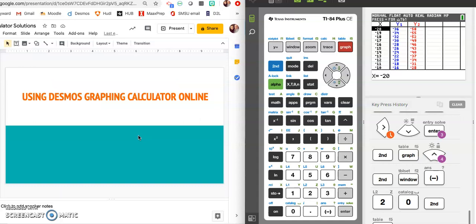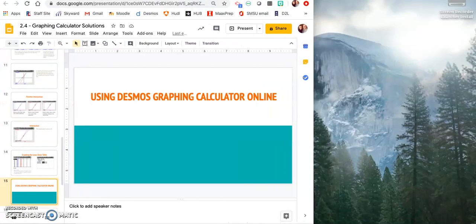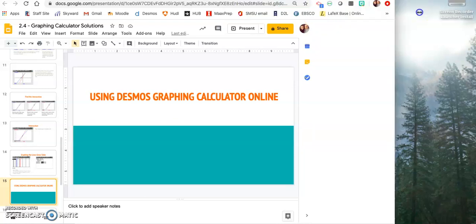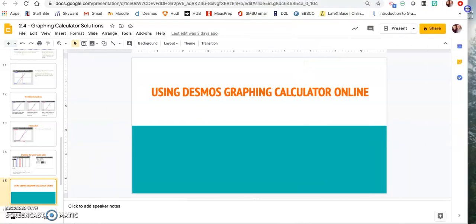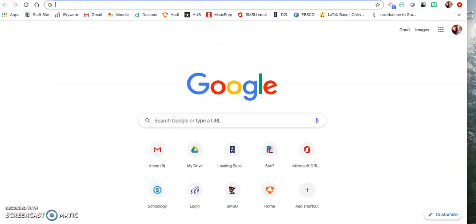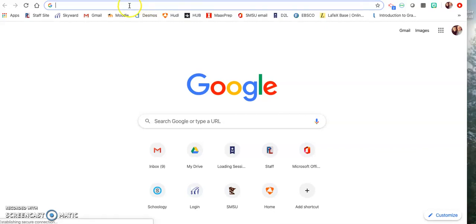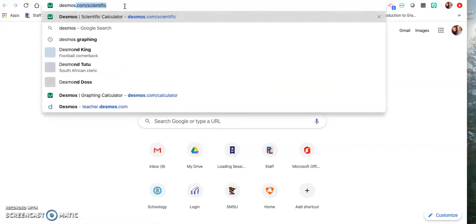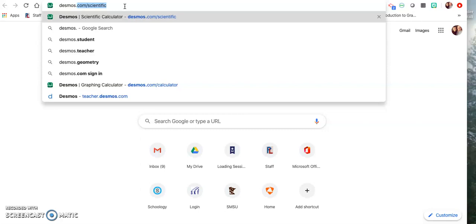And so now that's how you kind of use your graphing calculator. Now we're going to switch over and talk about Desmos a little bit. Desmos is just a website, and it's linked on Schoology for you, but it's the Desmos graphing calculator, desmos.com/calculator.